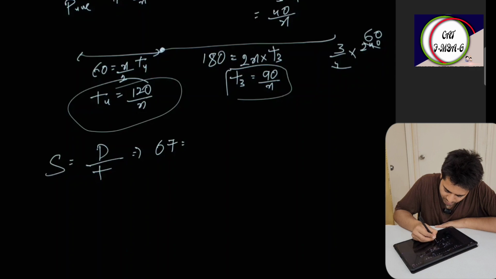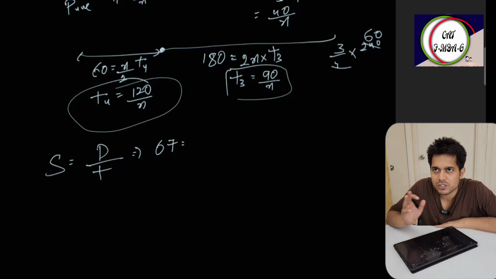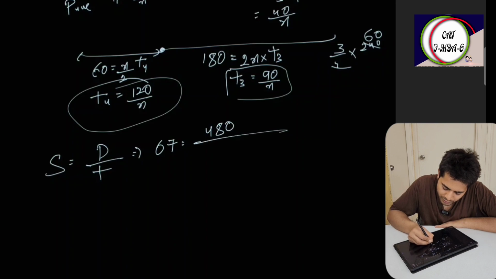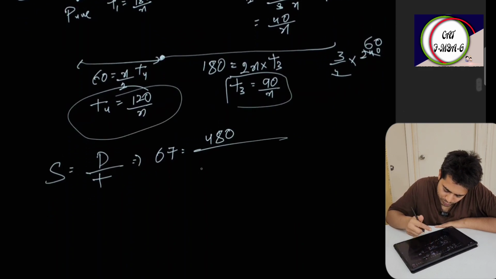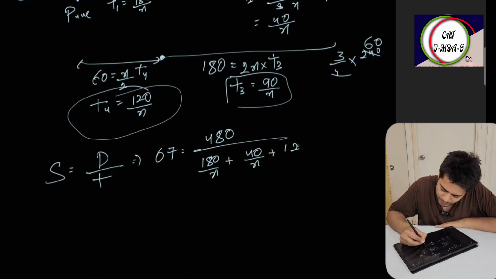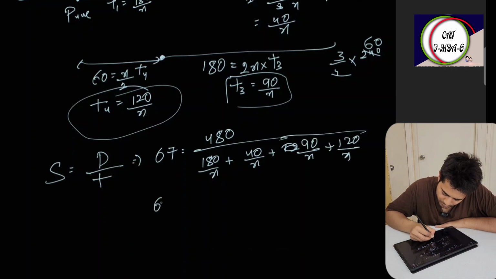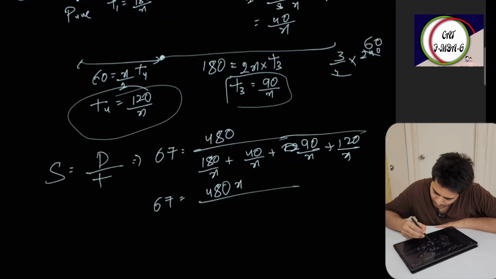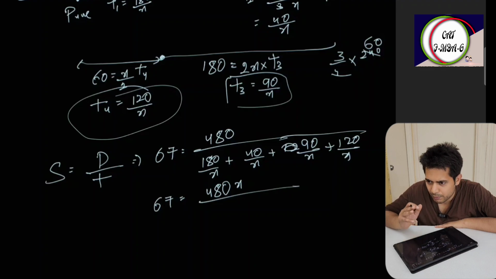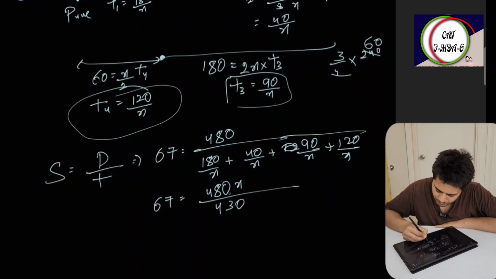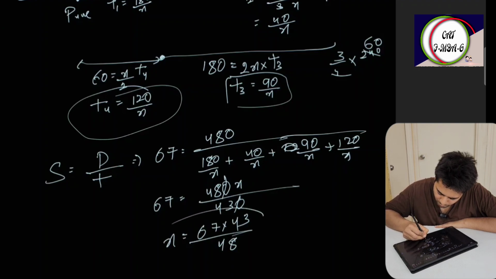That implies 67 is equal to the total distance, 240 plus 240, that is 480, divided by t1 plus t2 plus t3 plus t4. So t1 is 180 by x plus 40 by x plus 90 by x plus 120 by x. So 67 is equal to 480 into x divided by 180 plus 40 is 220, plus 90 is 310, plus 120 is 430. So x is equal to 67 into 43 divided by 48.